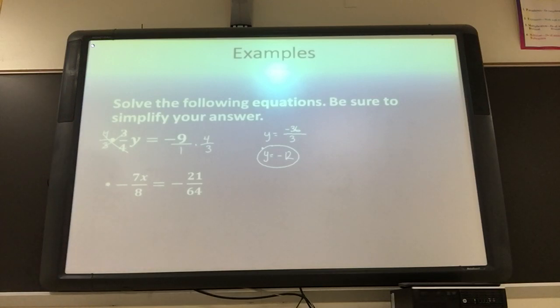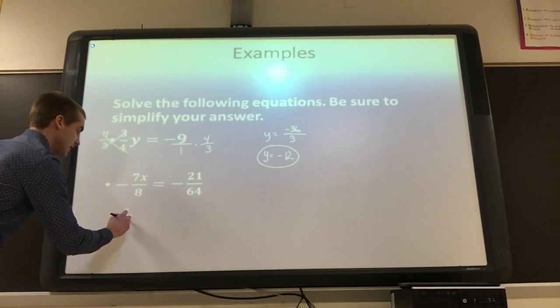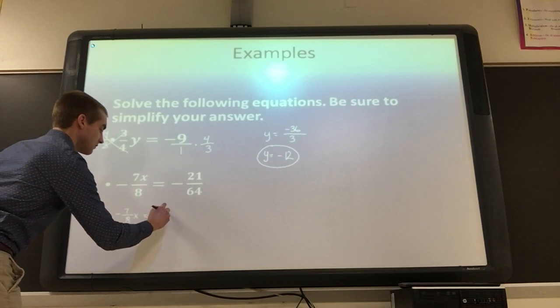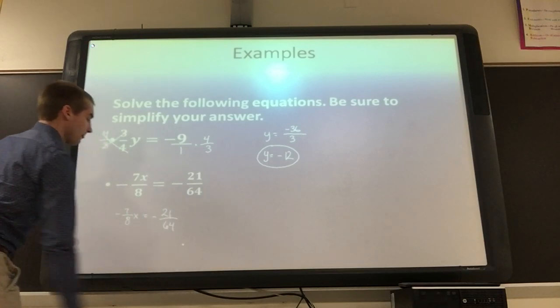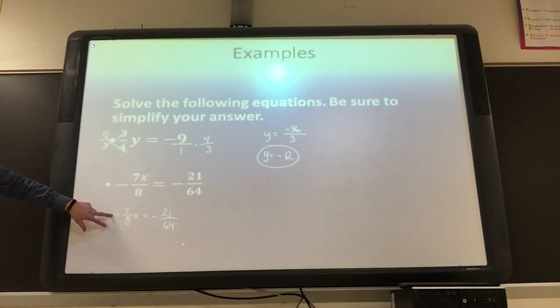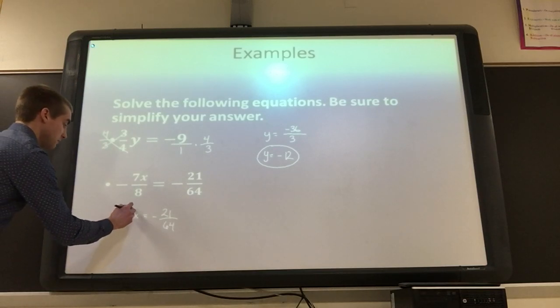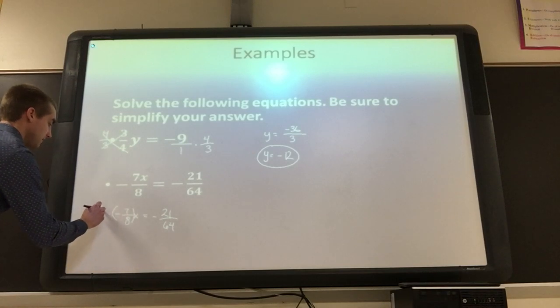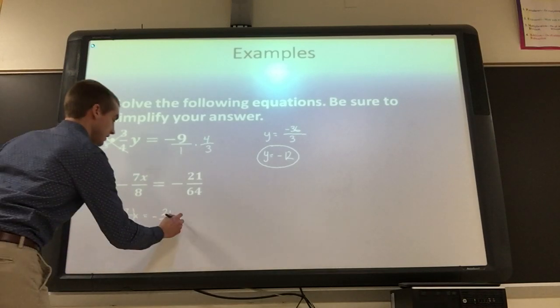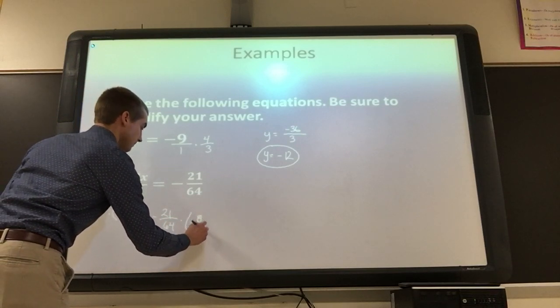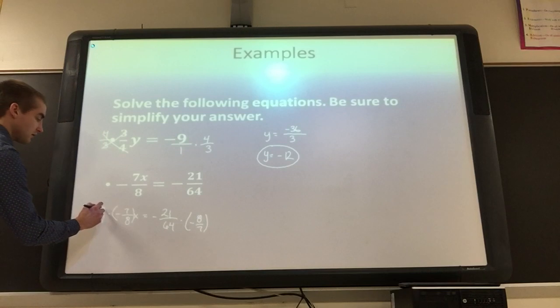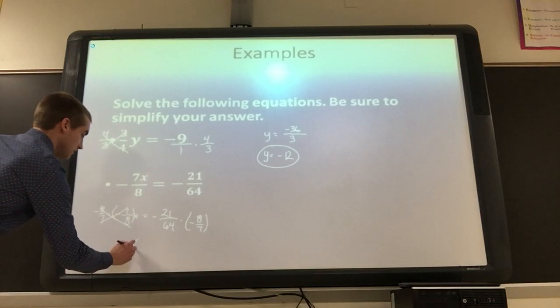Okay, and then I'm going to do the same thing on this next one. One thing that I would do is rewrite this first and make that -7/8 x equals -21 over 64. If I have a negative in front of the fraction, what do you think I need to multiply by? -8 over 7. Okay, so I need to multiply this. I'm going to put it in parentheses so it doesn't mix us up. -8 over 7 on both sides. So that's going to cancel out because we're going to end up with 56 over 56, because a negative times a negative gets us a positive answer.